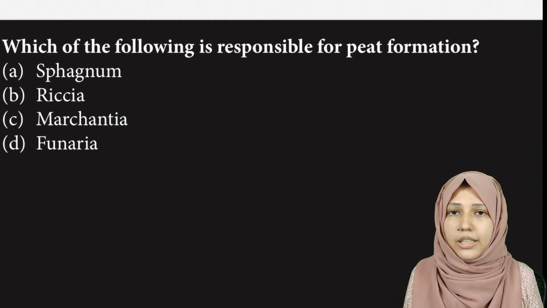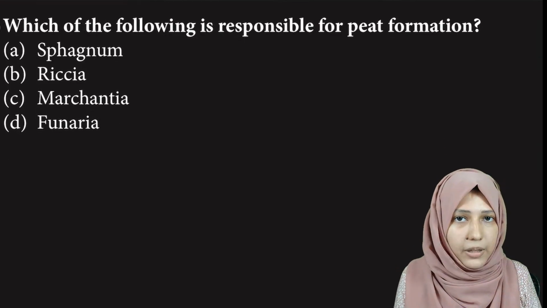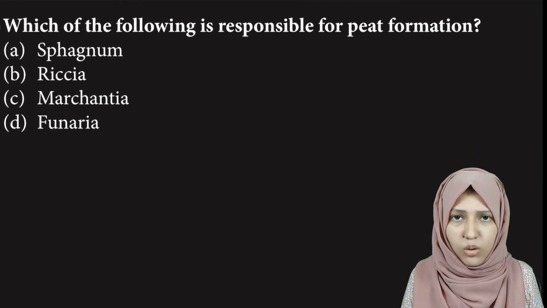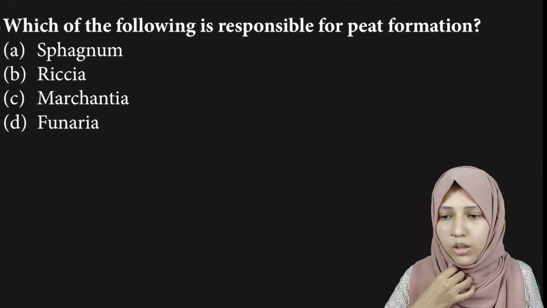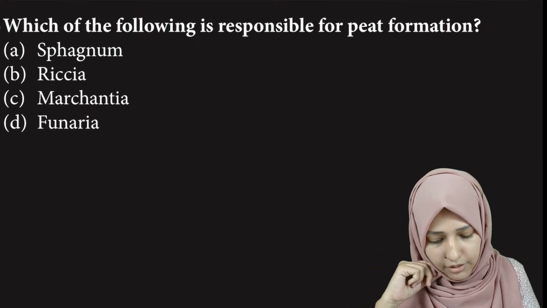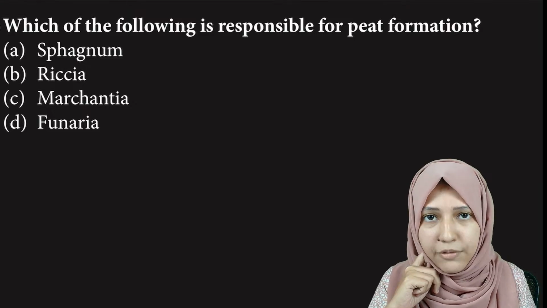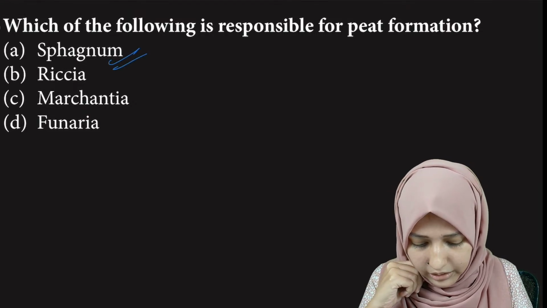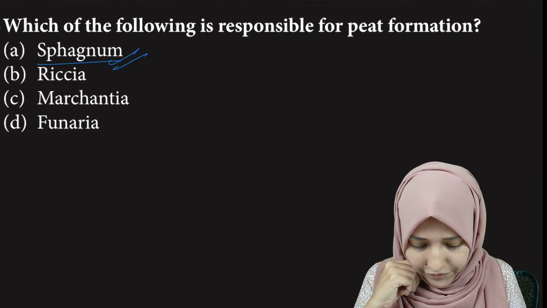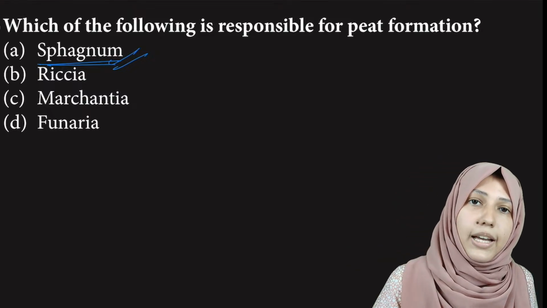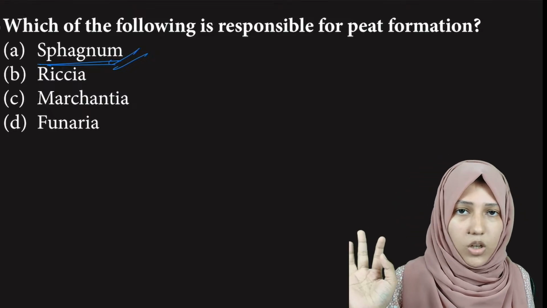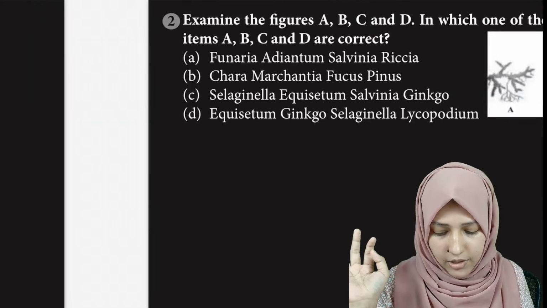Okay, now let's start the previous year questions. This chapter has high weightage and there are many questions from this chapter, so the PYQs are very important. Now let's see: which of the following is responsible for peat formation? It is Sphagnum. Sphagnum is a moss. Clear. Peat formation is by Sphagnum.